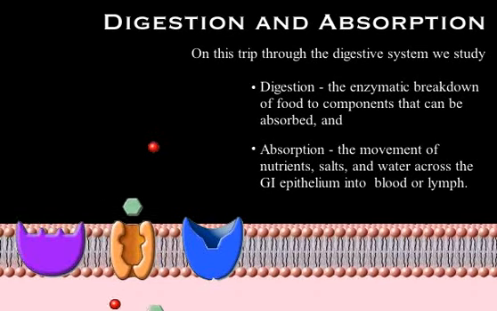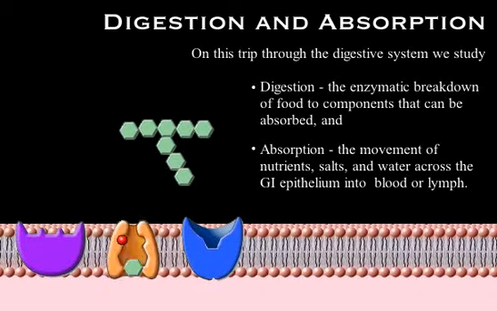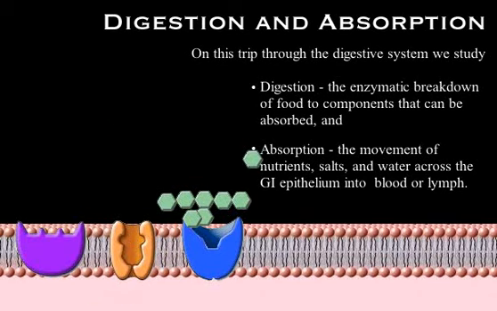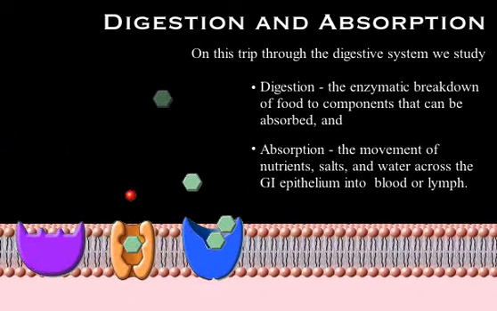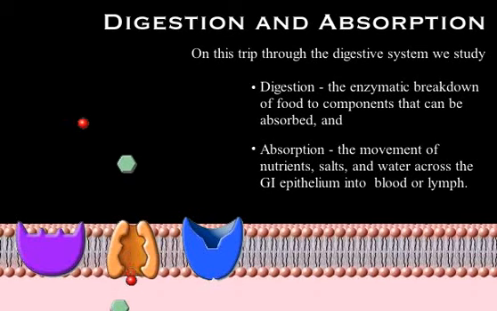On this trip through the digestive system, we will study digestion, the enzymatic breakdown of food to components that can be absorbed, and absorption, the movement of nutrients, salts, and water across the GI epithelium into blood or lymph.